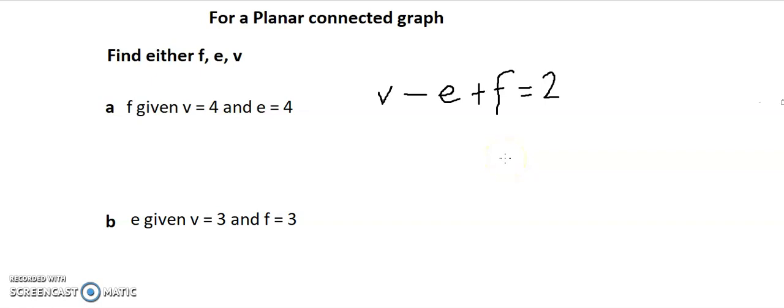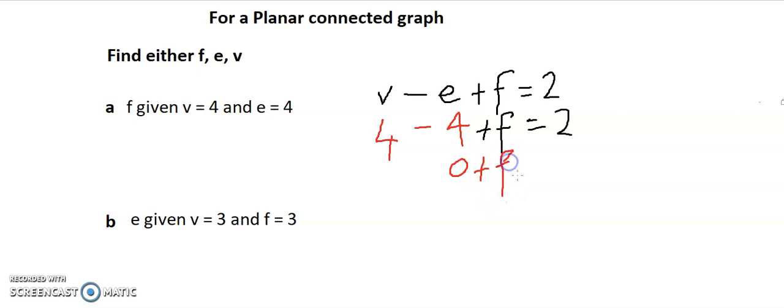So with my planar connected graph, I don't know the faces, but I know the vertices. So the vertices is 4. I know the edges is 4. So which means I can go, leave it as plus f equals 2. 4 minus 4 is 0. So whatever 0 plus f equals 2. So f, the faces, must equal 2 then. Because 0 plus 2 equals 2.